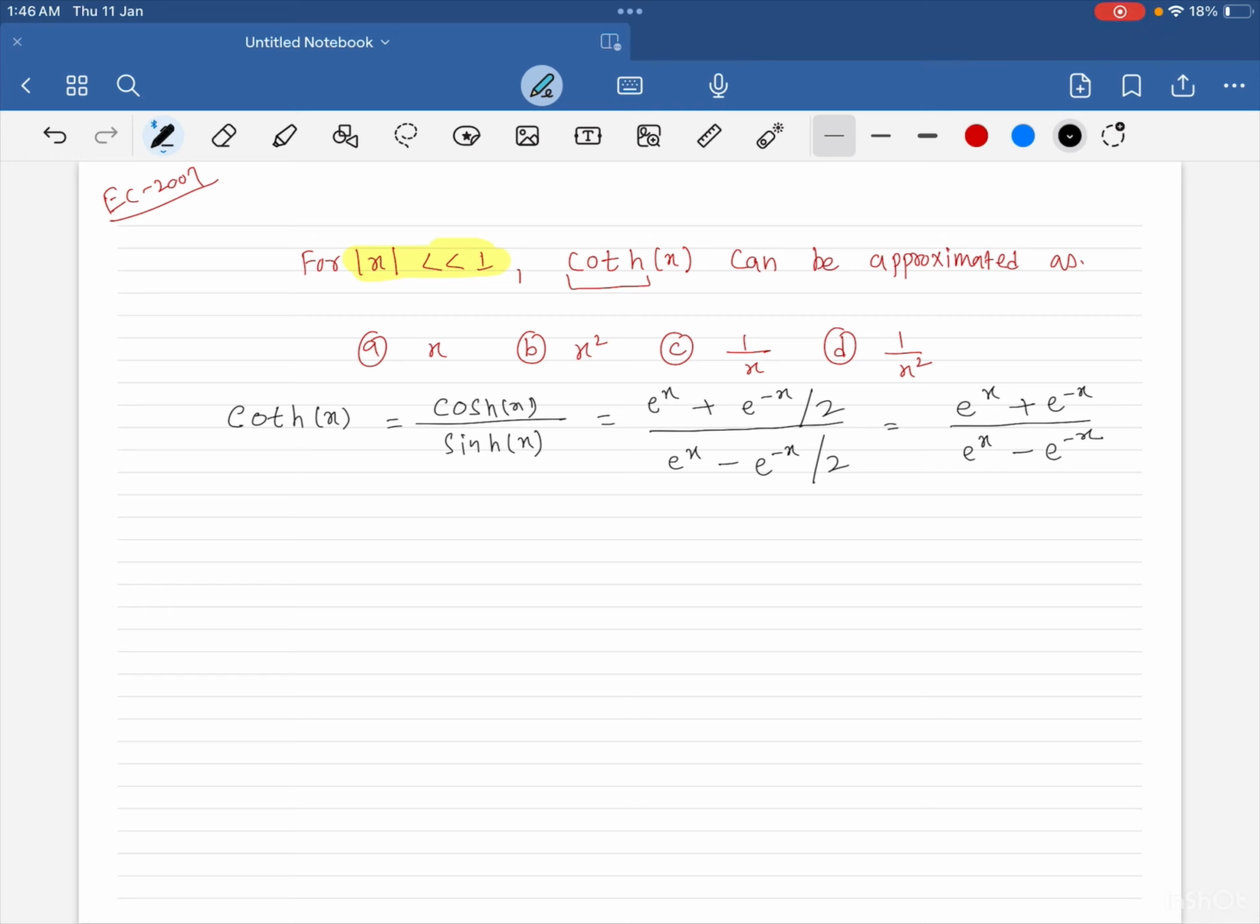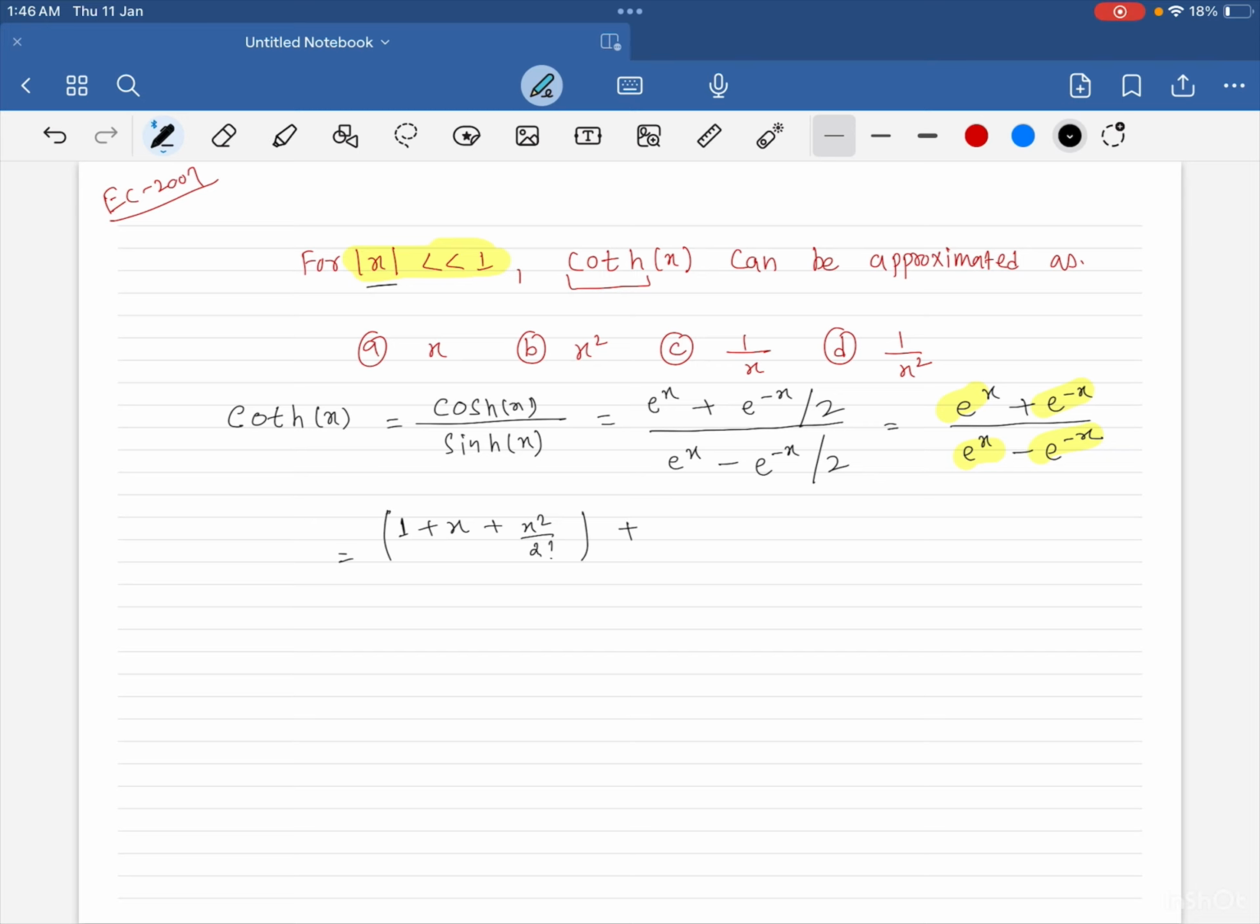And we know the expansion of e to the power x, right? So let's write it down. The expansion of e to the power x is 1 plus x plus x squared divided by 2 factorial, right? And we can ignore other terms, because x is very less than 1, so those will approach 0. So that is one thing.